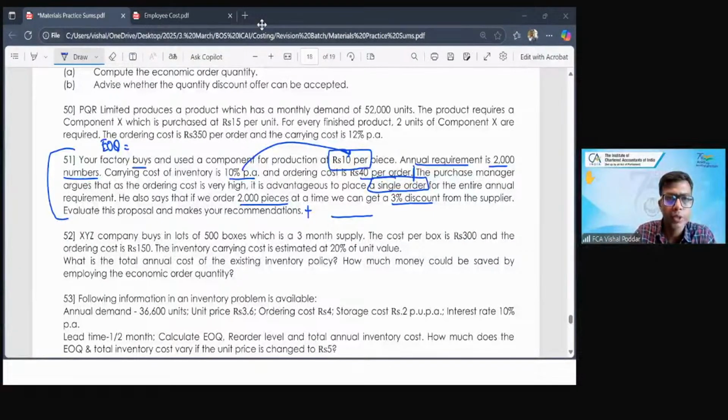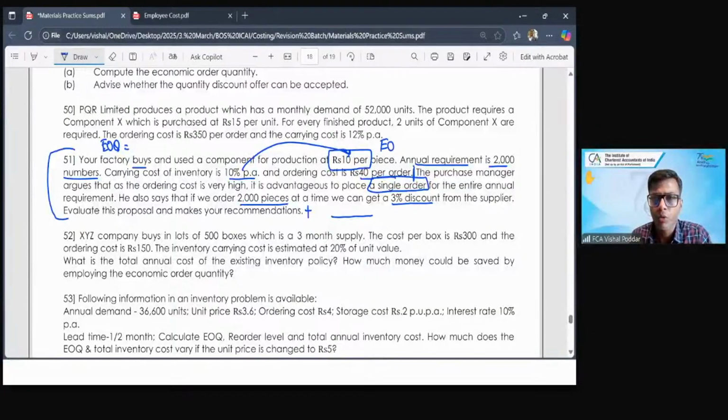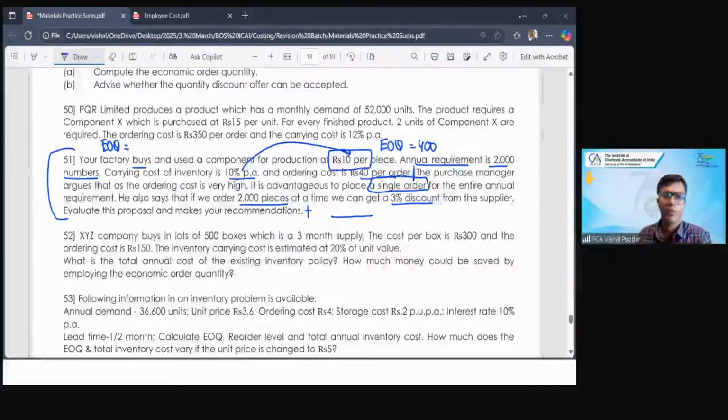So Tejashri and Sunidhi have already given me the answer of EOQ. So EOQ is 400. Students, I request that you all parallelly calculate on your calcs so that you all will also be abreast. Excellent. Tejaswin, Anurag, Harshita, very good. So 400 is my EOQ.